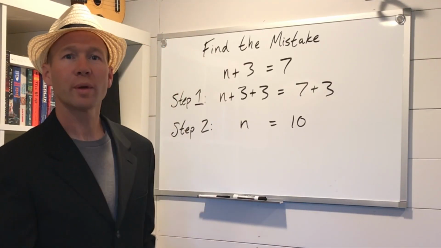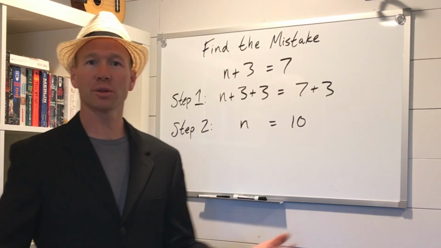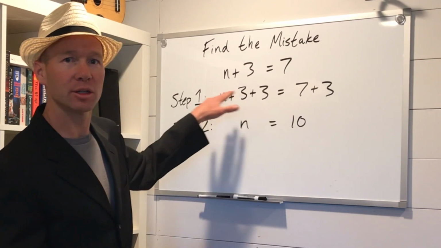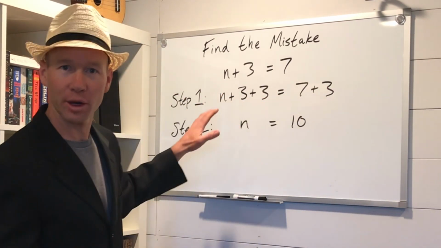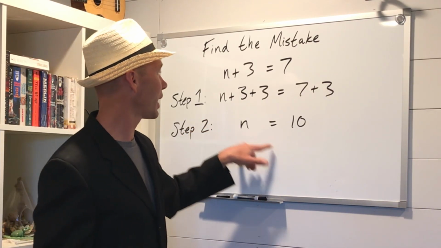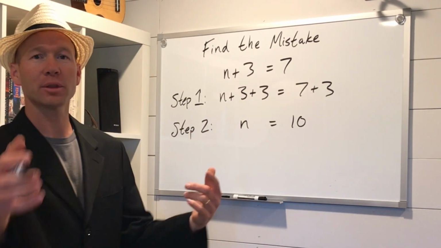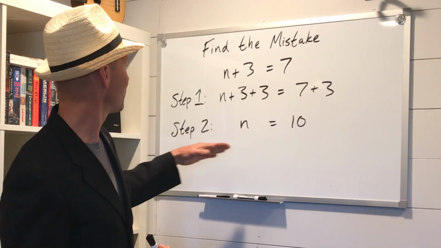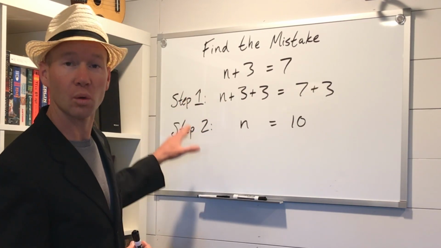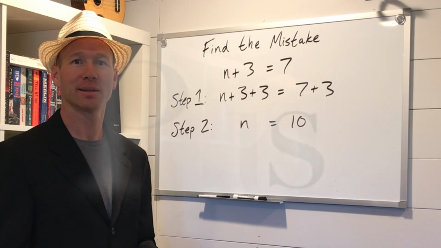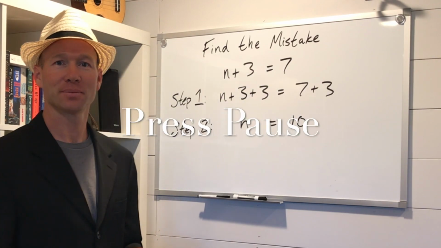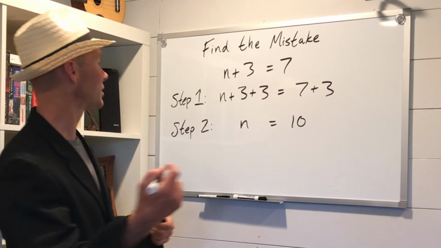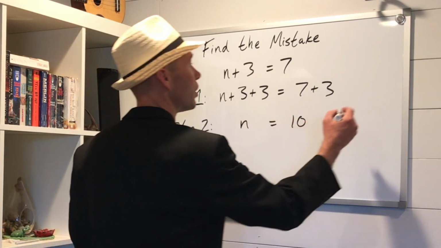Okay, so we have a problem right here. We've got n plus 3 equals 7. So I added 3 to step 1. I added 3 to both sides of the equation. So I've got the answer of n equals 10. All right, I would like you to pause your video now and decide, did I make a mistake on step 1 or step 2? All right, yes. So I made a mistake on step 1.